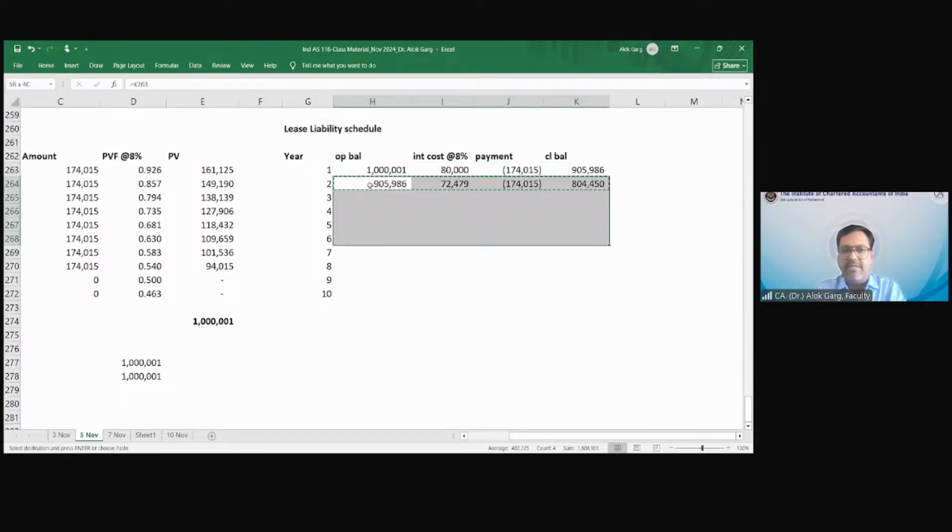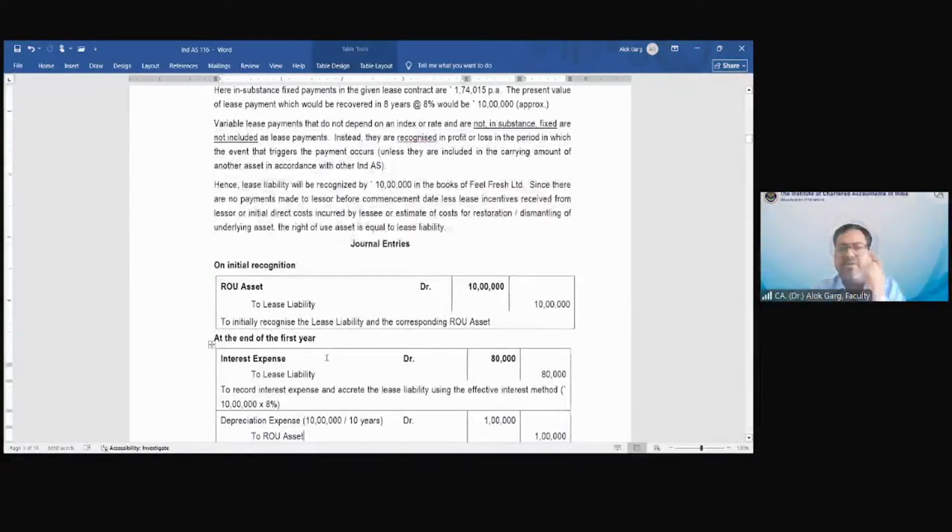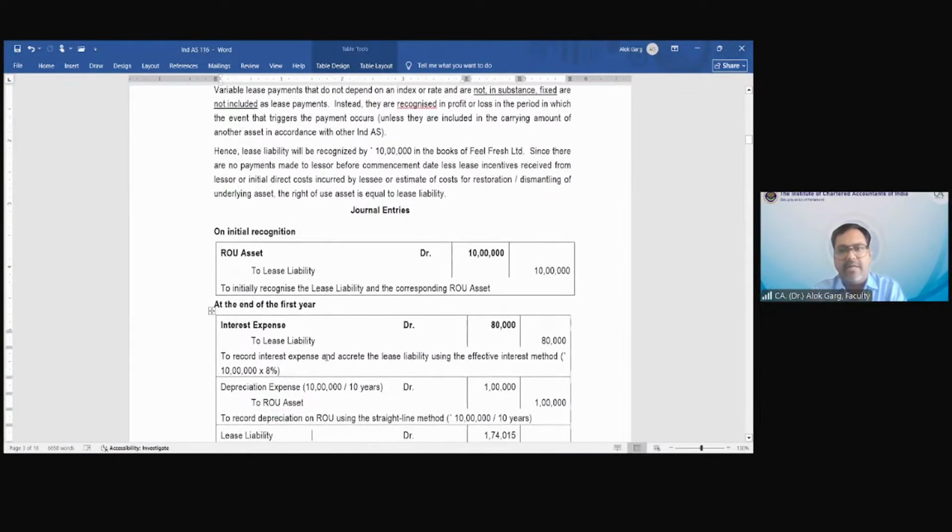And this payment is for 8 years. In the 8th year, it becomes 0. There is no 9 and 10. Okay. Clear? So what is the interest cost? 80,000. What is the lease payment? 174,015. Okay. So at the end of the first year, interest expense to bank, interest expense to lease liability, right?